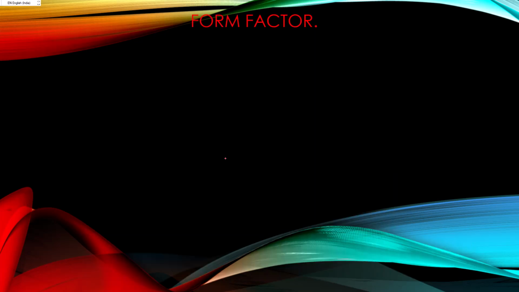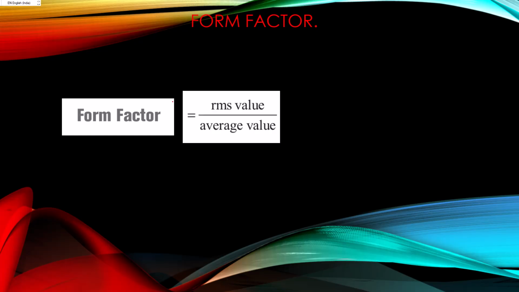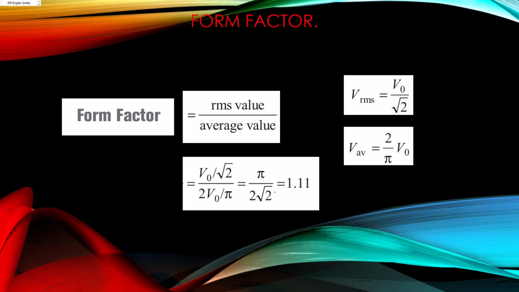Now form factor. This is a very important term in circuit analysis. Form factor is defined as RMS value by average value. We get the RMS value for the voltage as V0 by root 2, average value 2 by pi times V0, and if we divide these two we get form factor as 1.11. So this is the form factor.